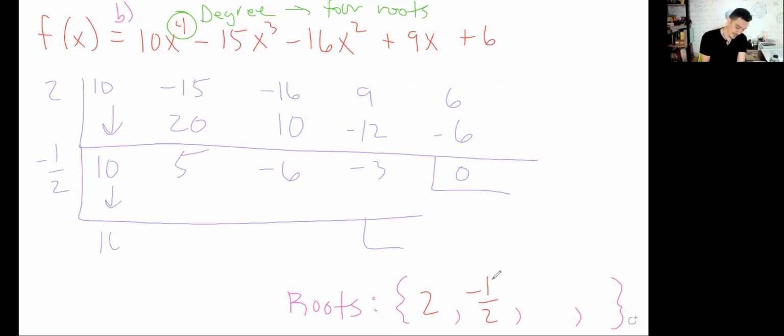Okay, so let's run through this again. You always drop the first number and then go multiply, add, multiply, add, multiply, add. So if I multiply 10 and negative 1/2, it's negative 5. Add them, it's 0. Multiplication and addition, multiplication and addition. And we get back the number 0. Right? The remainder is 0.